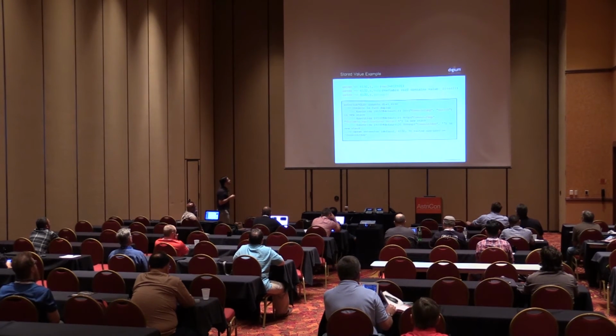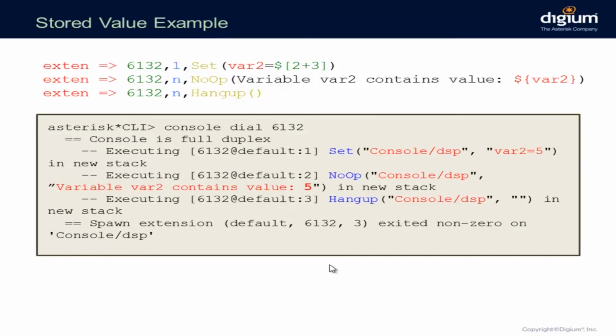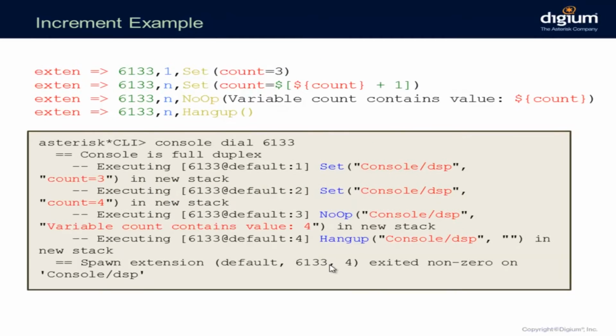Here we have extension 6132 setting variable 2, or var2, equal to the result of adding 2 plus 3. So what is the value of var2? 5. 5, right? Then we're using the Noop application to show that on the CLI. So variable var2 contains the value of var2, which is here, and that's 5. Everything good? Nice.